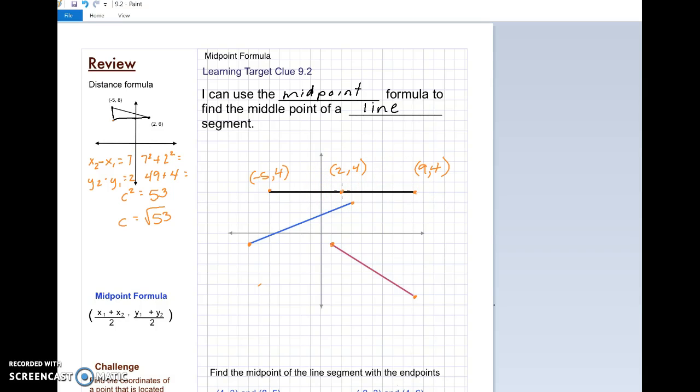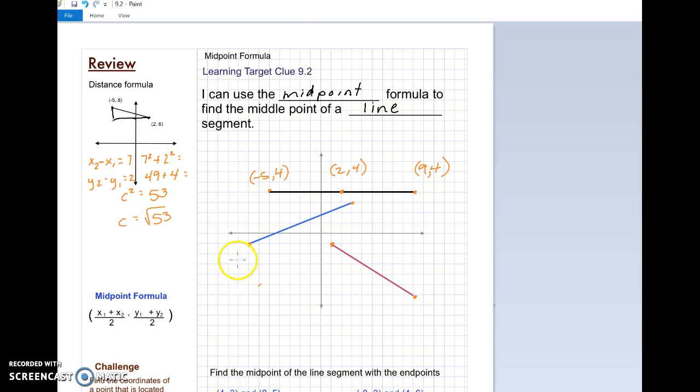That one was pretty easy because we could just count and figure it out on this graph, and our 4, which was our y value, stayed the same. So we didn't have to go up or down in any way. We just moved across this way. So that one's simple. Let's do this blue one.